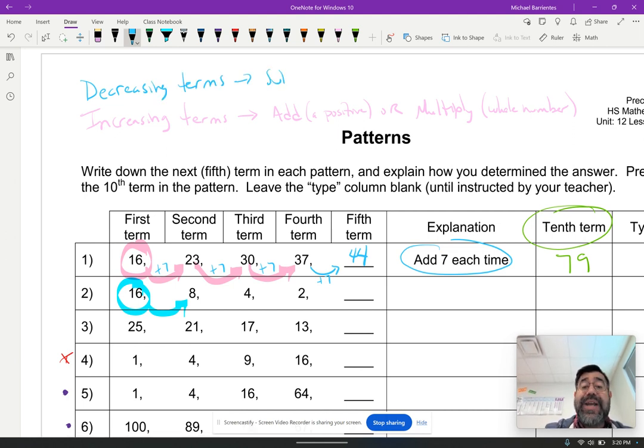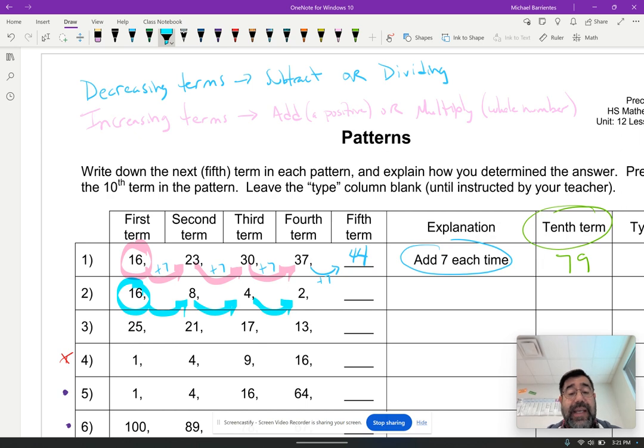means that we're subtracting, or you can say that we're adding a negative, or we're dividing, or you can say we're multiplying by a fraction, right? Because when you multiply by, let's say, 1/2, it makes the number smaller. Or you can say we're dividing by 2. Both of those are the same thing. So I have decreasing values. 8 goes to 4, 4 goes to 2.